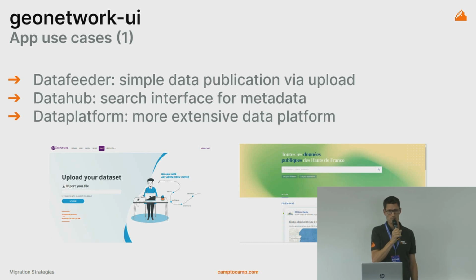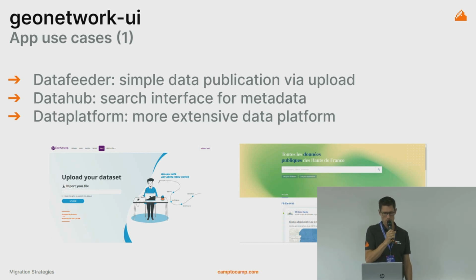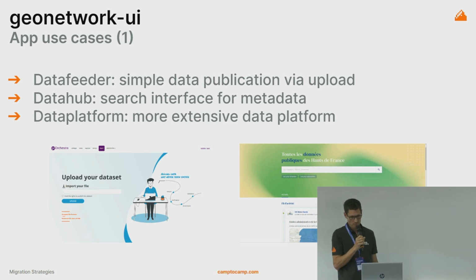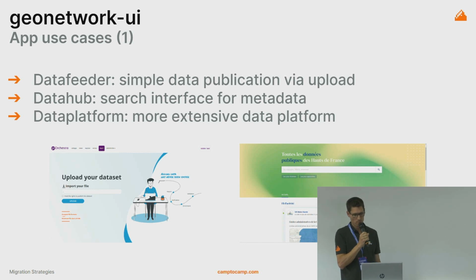The second application is the Data Hub. It's a search interface with the goal to stay rather simple as well, which you see on the right side here. With a search bar, there is like a timeline, a little bit reminding timelines of social networks. Then the third application is still in the conception phase. It's a data platform that will be more extensive than the current Data Hub.